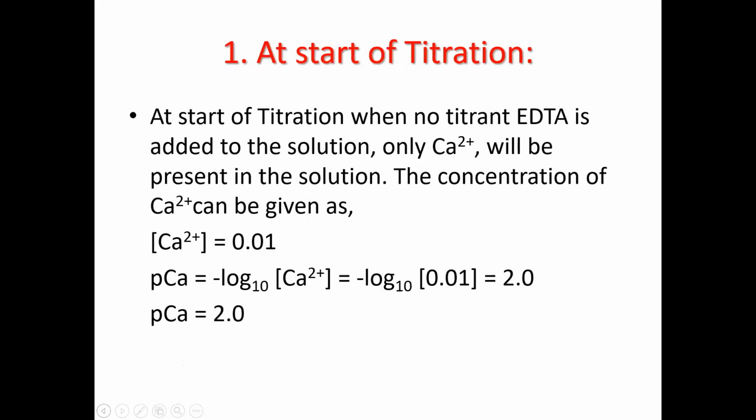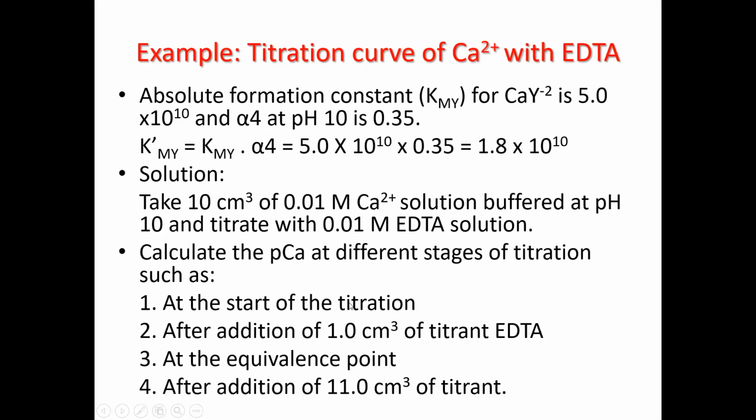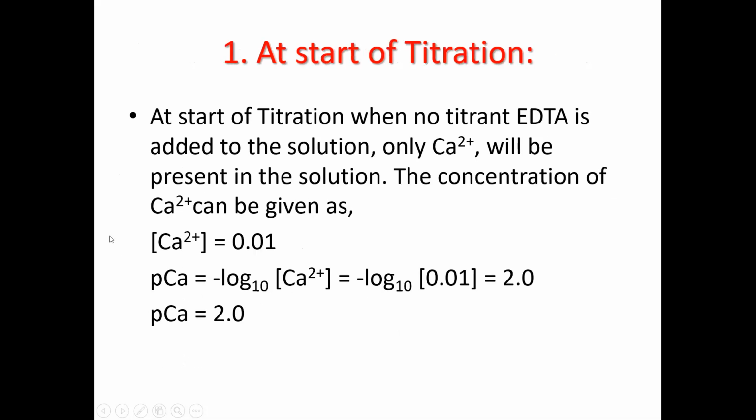At the start of the titration, when no titrant EDTA has been added to the solution, it's only calcium ion you have. So before you start adding your EDTA, the only species there is your calcium ion. And we're told that the calcium ion has a molarity of 0.01. So if the calcium ion concentration is 0.01, the pCa is minus log10 of Ca2+, and you substitute the concentration to give 2.0.